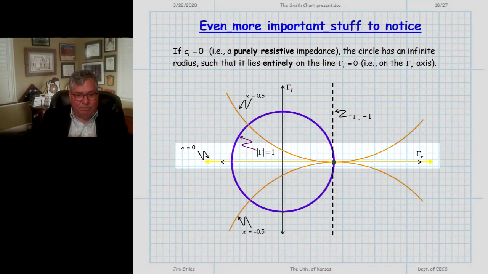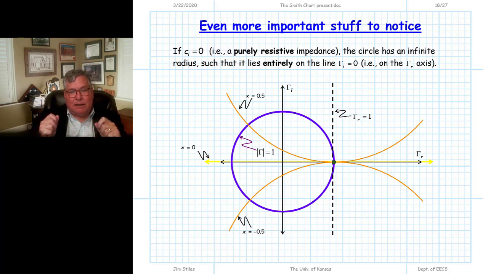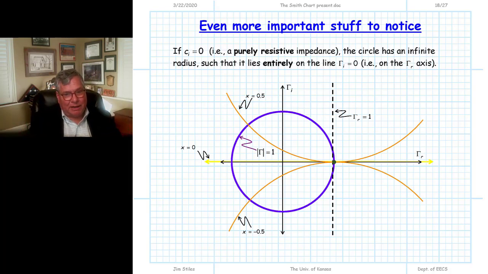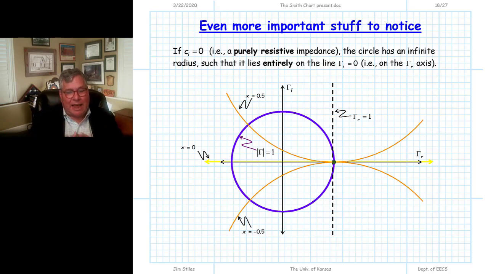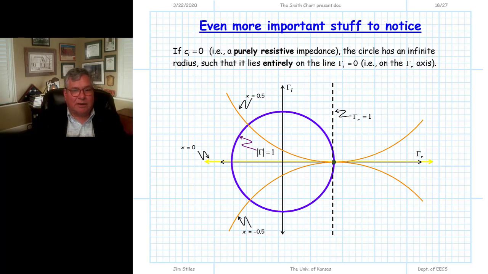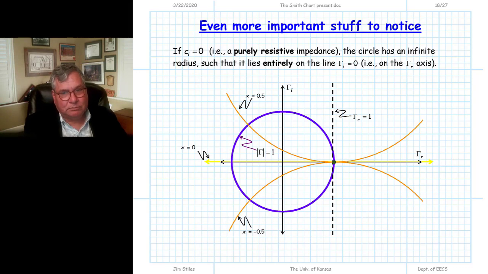Yet, once again, this doesn't surprise us. We know what the mapping for x equal to 0 is. If we have a purely resistive impedance, we know that it maps to the complex gamma plane along that horizontal axis, along the real axis of the complex gamma plane. We've seen this, we've talked about it several times, and once again we see that the math that is constructed for the Smith chart likewise verifies this situation.